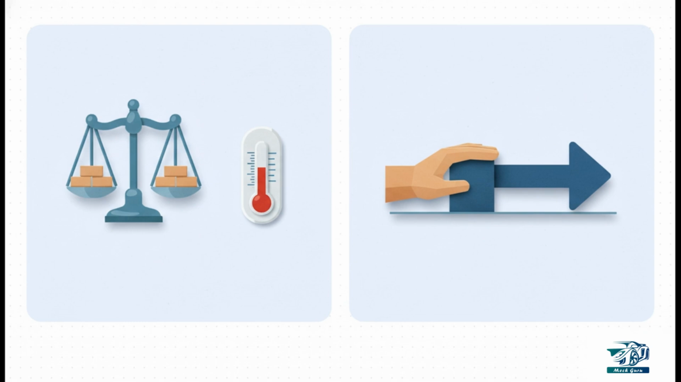But on the other side, you have vectors. And a vector needs two things. It needs magnitude and it needs direction. A force, a push, or a pull isn't just about how hard you're pushing. It's about which way you're pushing. And that direction is absolutely crucial.